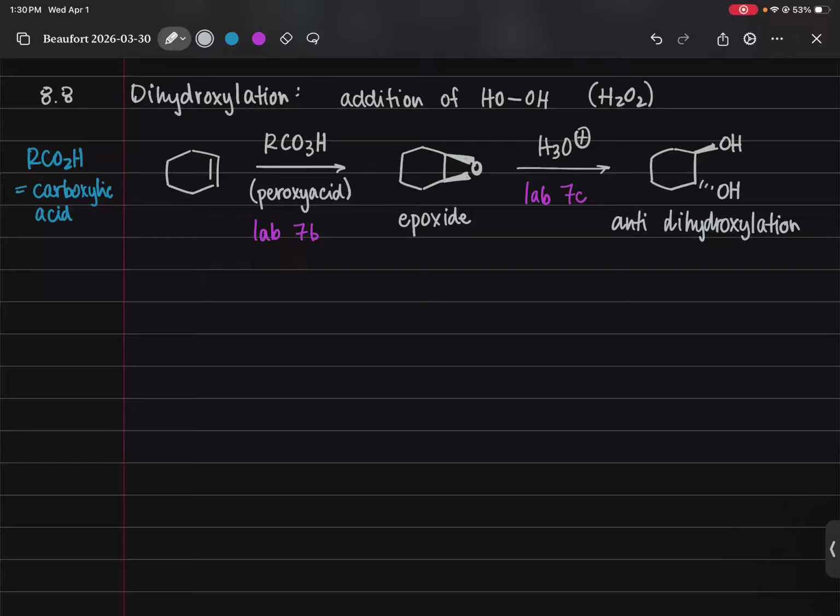And for the same reason that the bromonium ion gives you anti-halogenation, the epoxide gives you anti-dihydroxylation. We won't draw the mechanism, but the reason's the same. Okay, and this part is the third half.